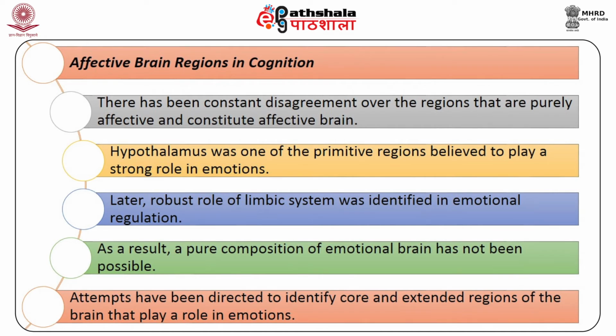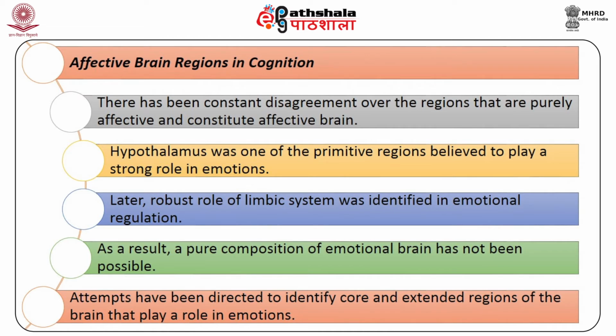Affective brain regions in cognition. There has been constant disagreement over the regions that are purely affective and constitute the affective brain. Hypothalamus was one of the primitive regions believed to play a strong role in emotions. Later, a robust role of the limbic system was identified in emotional regulation. However, the recent trends reveal that many areas in the limbic system, such as the hippocampus, were not found to be connected to emotions, and other areas which were observed to control emotions were not included in the limbic system, like the orbitoprefrontal cortex. As a result, a pure composition of the emotional brain has not been possible.